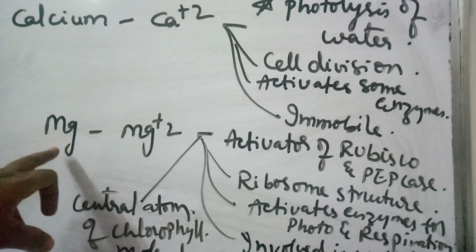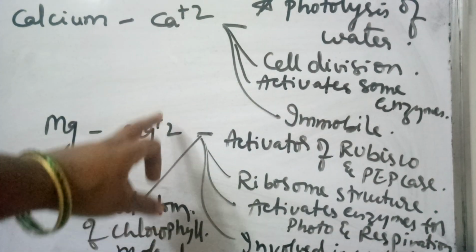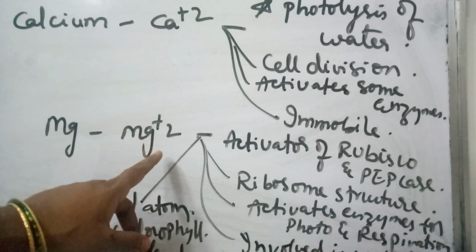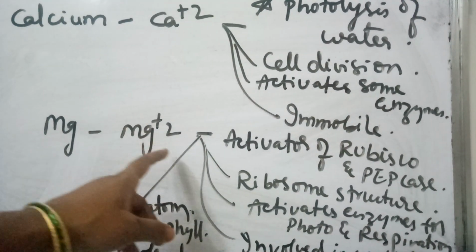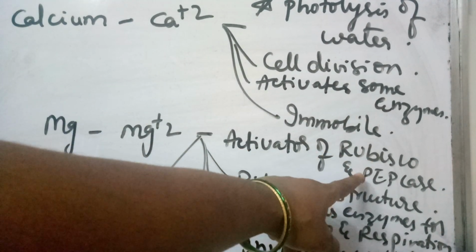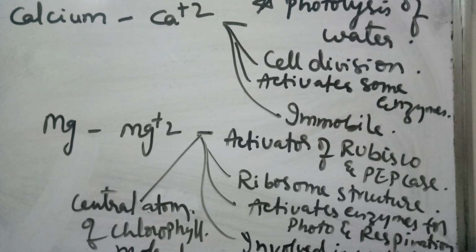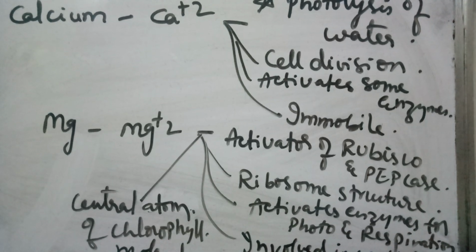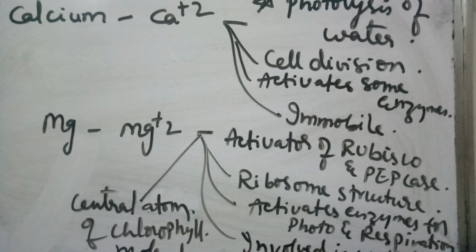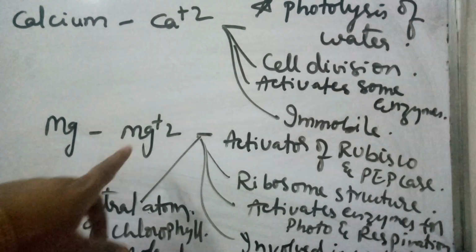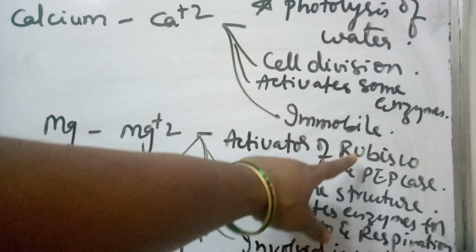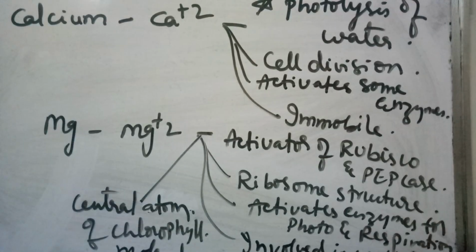Coming to magnesium. Magnesium is absorbed in the form of Mg+2 ion. So this is also a divalent cation, and it is an activator of rubisco and PEPcase. Already we discussed this. It's an activator of RuBP carboxylase/oxygenase, the rubisco enzyme, and PEP carboxylase, PEPcase. PEP carboxylase means phosphoenol pyruvate carboxylase. So this Mg+2 acts as an activator for both rubisco and PEPcase.